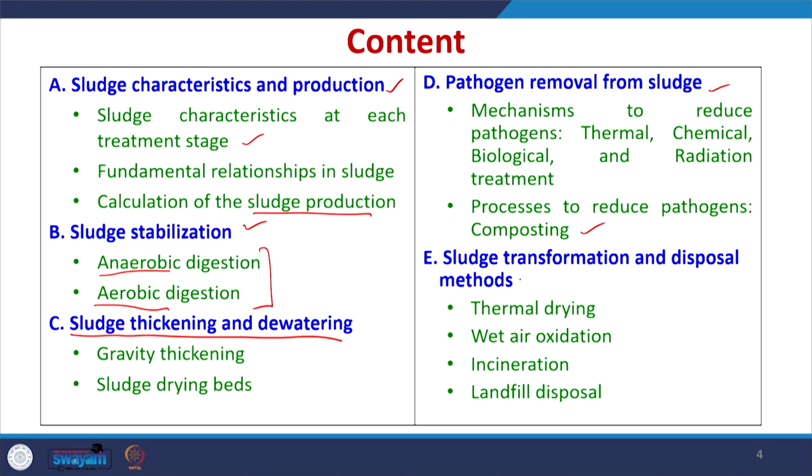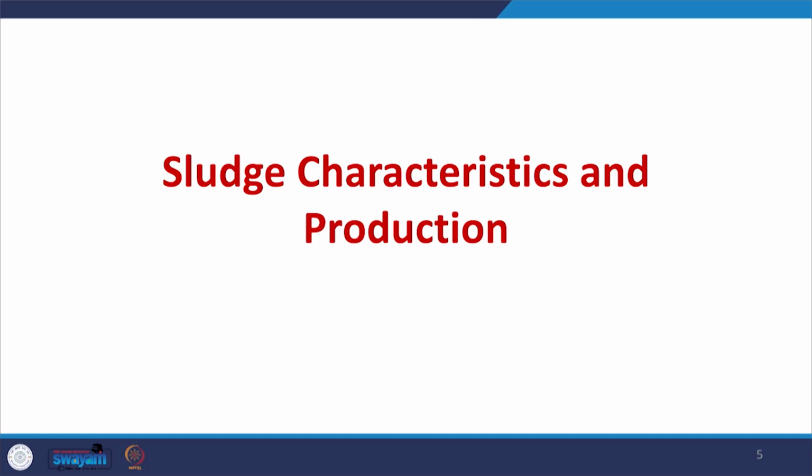Then processing to reduce the pathogens, that includes composting. Finally, we will be having a section on sludge transformation and disposal methods. The sludge transformation that we will be studying includes thermal drying, wet air oxidation, incineration, and finally landfill disposal. Now, each section we will be studying one by one. So, now we will start the section on sludge characteristics and its production.